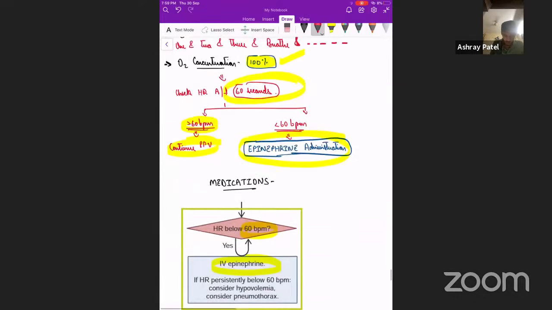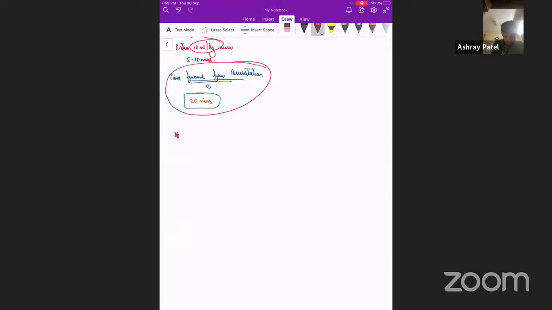One last MCQ that might be asked is, what is the ideal labor room temperature that has to be maintained? Anyone? It is 24 to 26 degrees Celsius. Yes, good. 24 to 26 degrees Celsius.